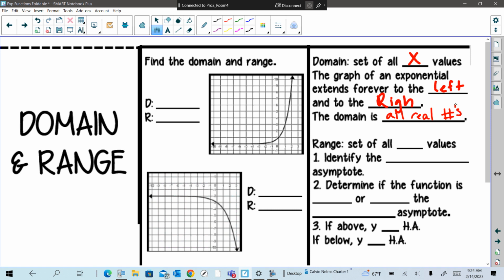We have a symbol for that, the double R. So it's like negative infinity to positive infinity.